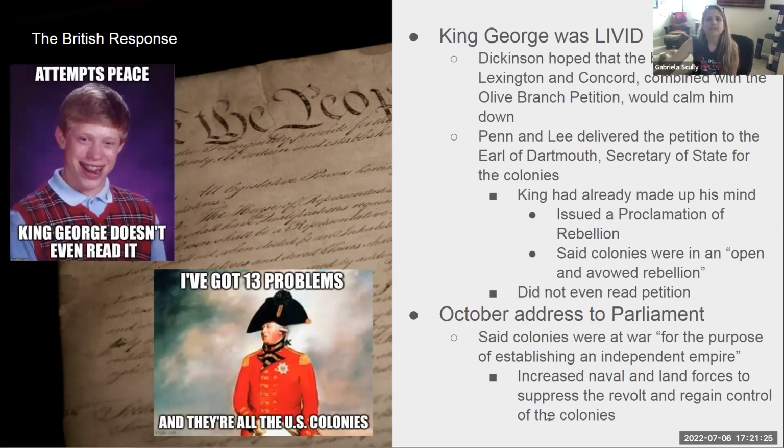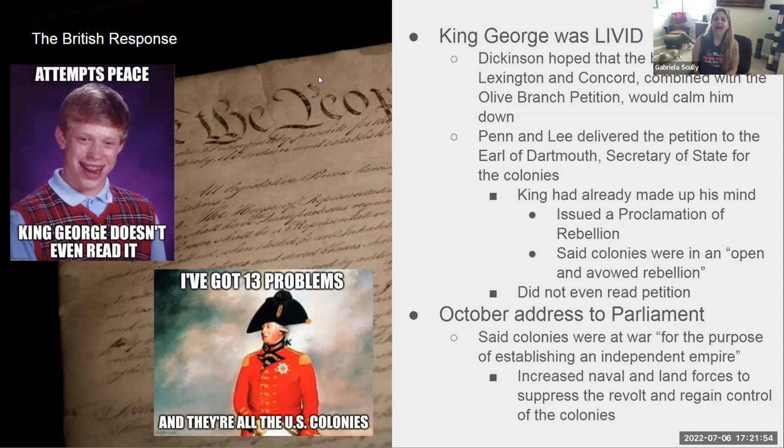Okay, so Dickinson sends over the Olive Branch Petition and is like, okay, look, we skirmished with you at Lexington and Concord, and yeah, you kind of won, but we kind of won too. And look, we have this Olive Branch Petition. We don't want to be independent. And Penn and Lee get to England and deliver it. They can't go see the king directly, so they deliver it to the Earl of Dartmouth, the Secretary of State for the colonies, for whom I'm sure Dartmouth College is named.